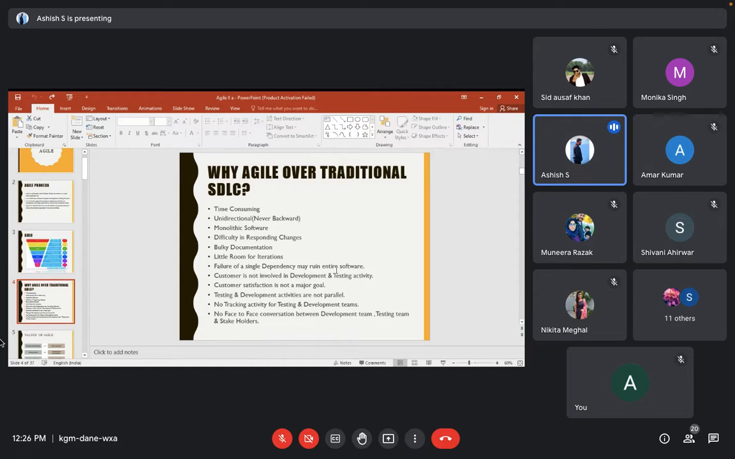Now, since we are using some tools such as Jira and ALM, you can just log in to that particular application and you can track what is happening over there. Yes or no?